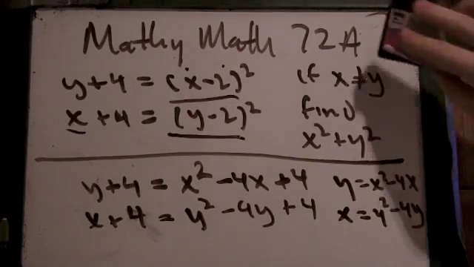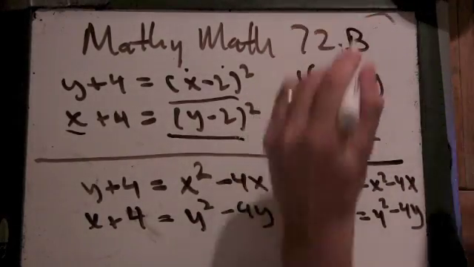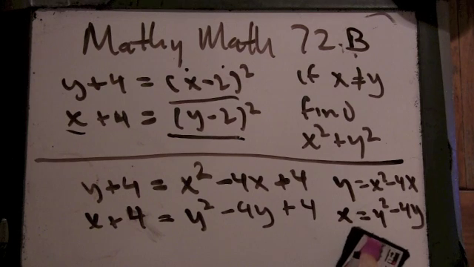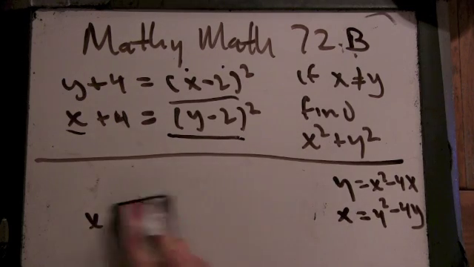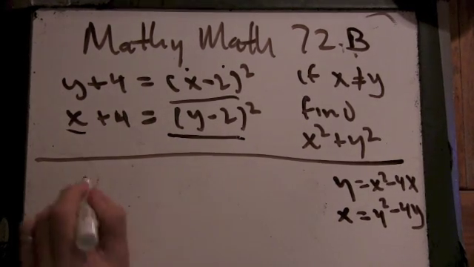Or part B. Okay. So what happens when I add these two equations together? So you get x squared, so you get x plus y, equals x squared plus y squared.